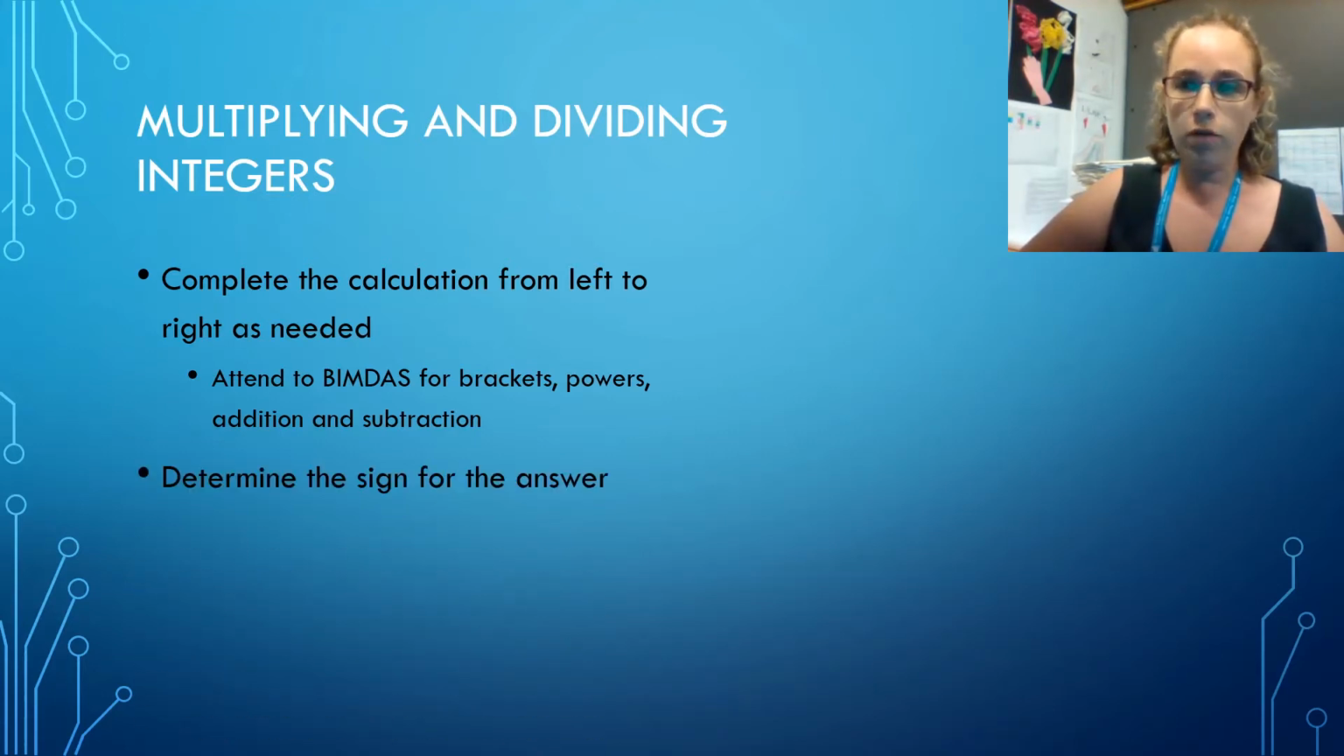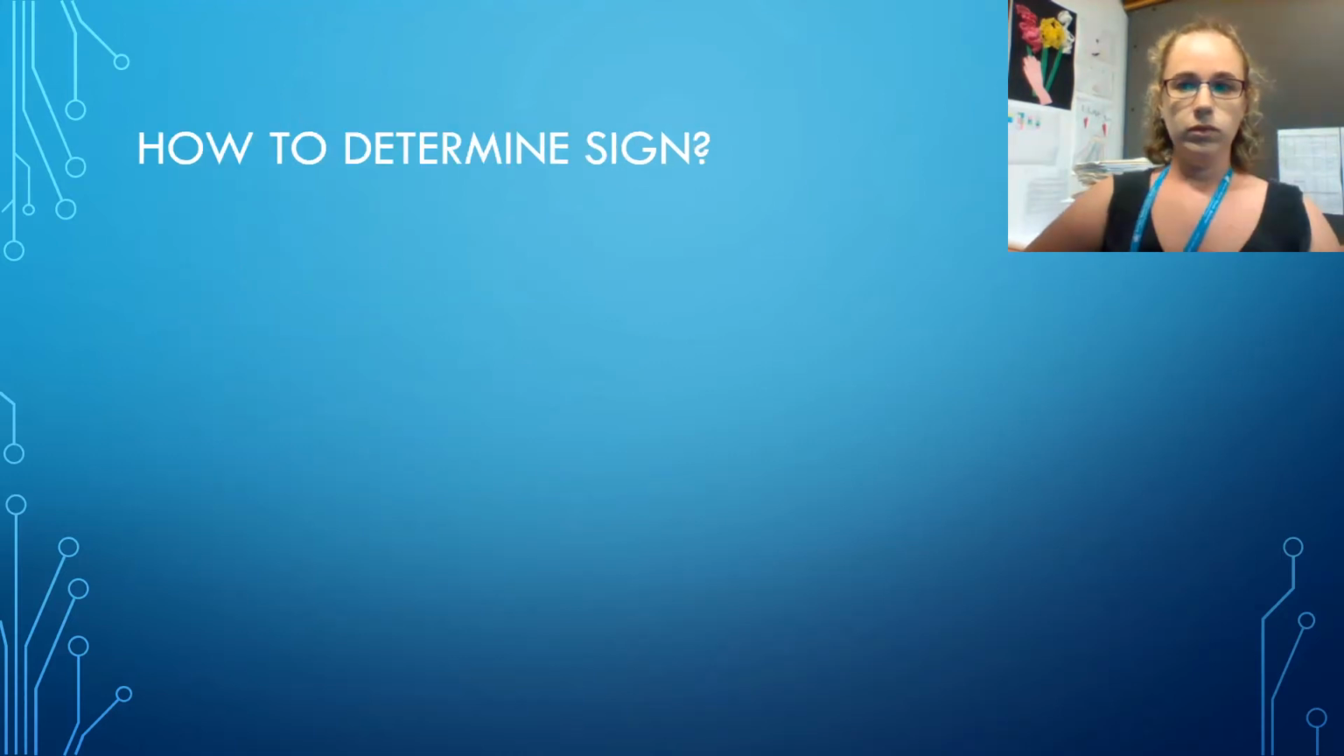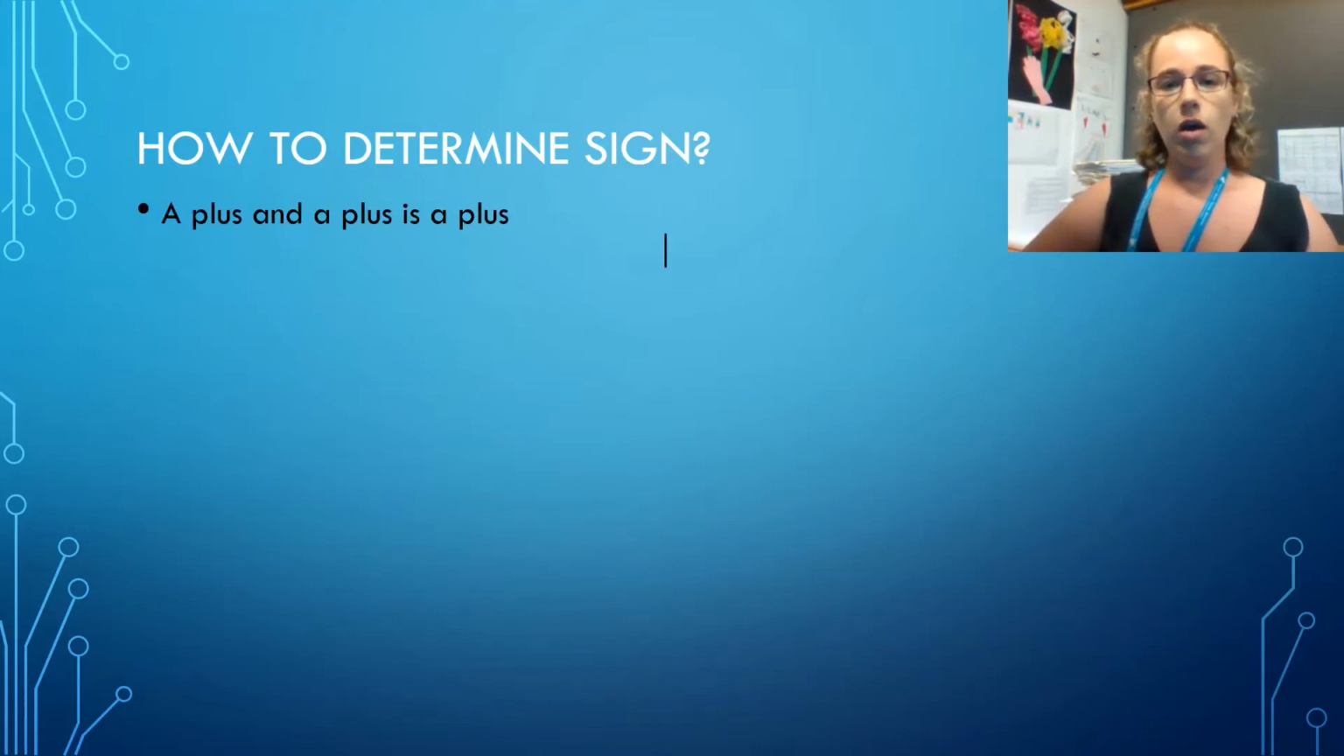Once you've arrived at your numerical answer, you then need to determine the sign for that answer. You can determine the sign by looking at the signs that you're starting with. If you have two positive numbers that are multiplied or divided together, then your answer will be positive. A plus and a plus is a plus. That's the same as every multiplication fact that you've been doing since the beginning of primary school. There's nothing new there. A positive number times a positive number gives us a positive number.